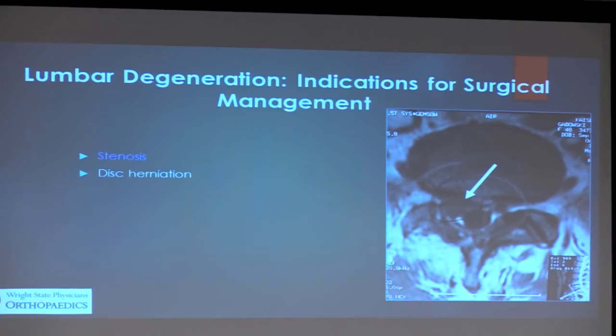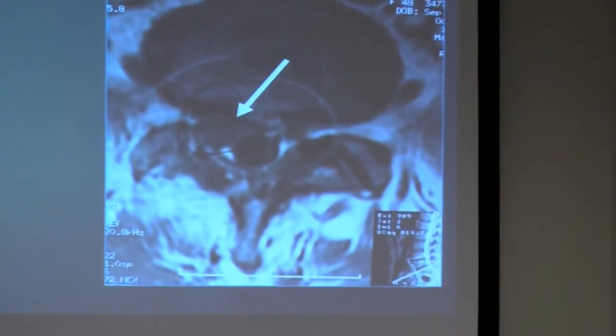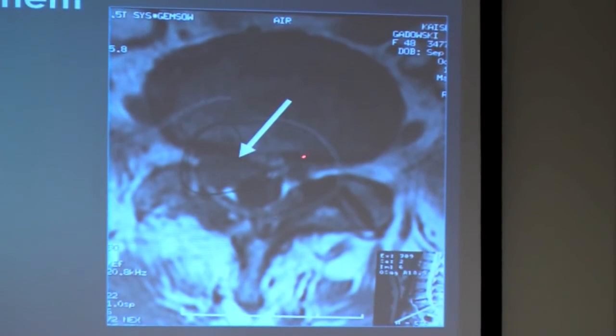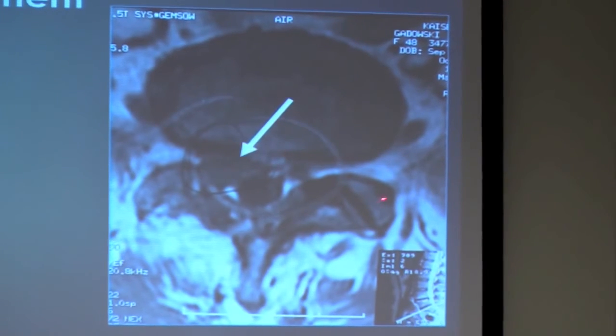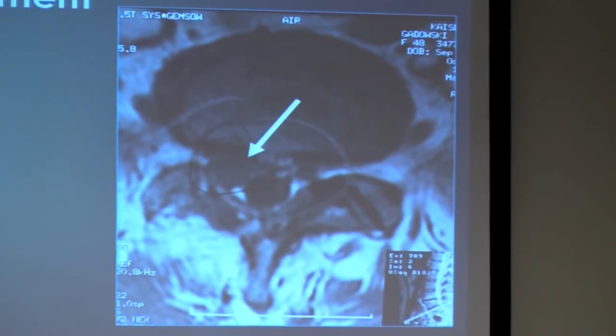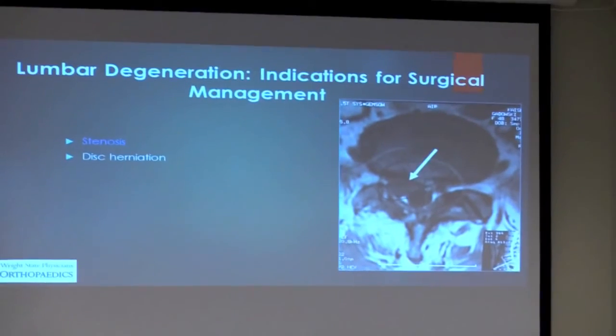So other things that can happen that we did mention is, once again, if we remember, the disc has that outer covering, which is similar to the layers of a car tire. You can have disc material coming out and protruding out. This is the MRI, which is the transverse cut that you can see. The spinal nerves are back here, and you have this piece of disc which has come out from in here and is putting pressure there. So that can cause pain going down the leg. And if this is significantly large enough, it can also put pressure on these nerves and can affect things like bowel and bladder function.